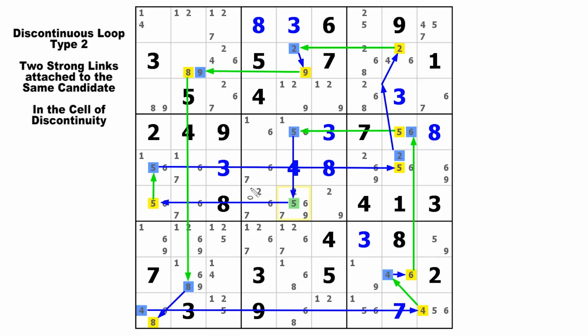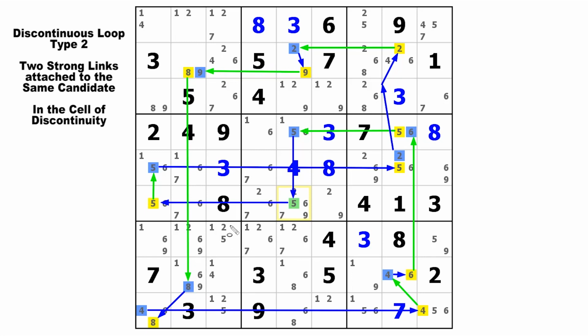All right, so starting on this 5 in row 6, column 5, we've got strong, weak, strong, weak. And then we got strong to the 2, weak to this 2, strong to the 9, a surrogate weak link to this 9, a strong link to the 8 in the by value cell, a weak link down to this 8, that's also a surrogate weak link.